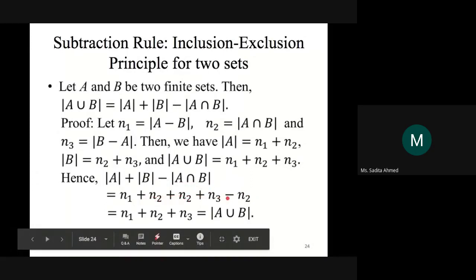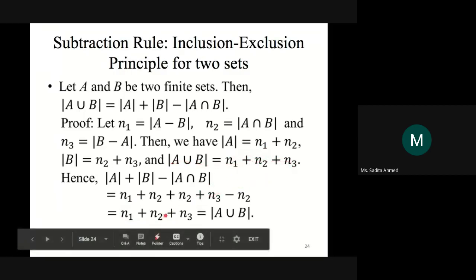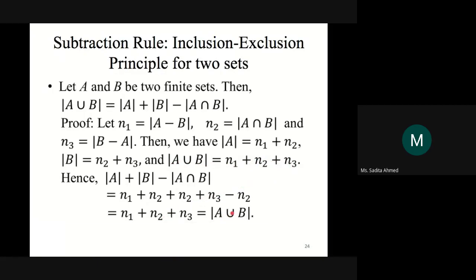So if we subtract N2 from these summations, then what do we get? N1 plus N2 plus N3. And we've already established that the number of elements in A union B is equivalent to N1 plus N2 plus N3. That is what we got from the right-hand side. So it's equivalent to the count of elements in A union B. All right, that is the proof.